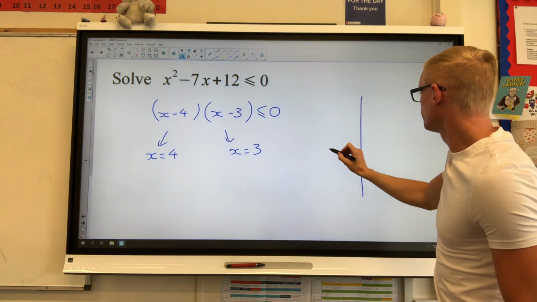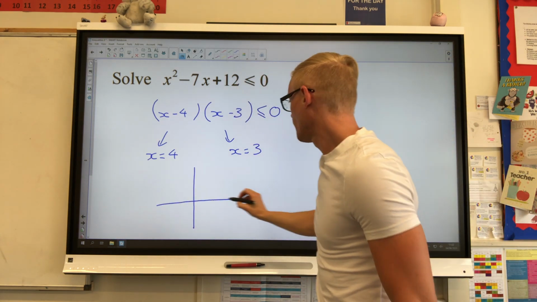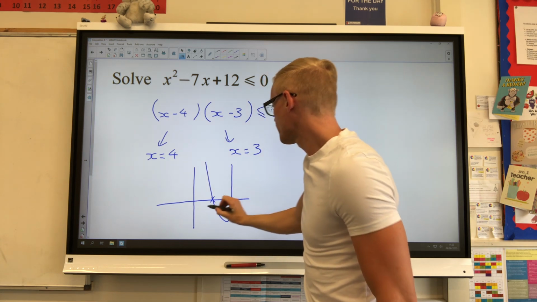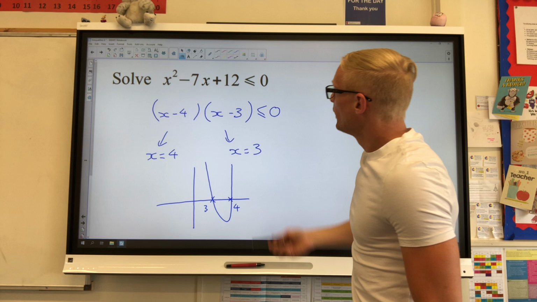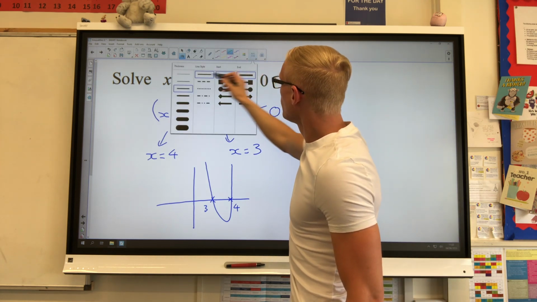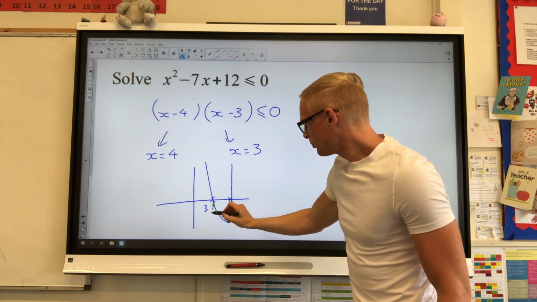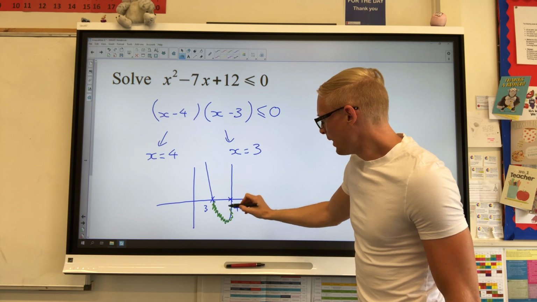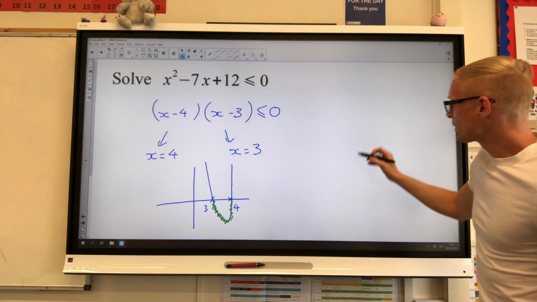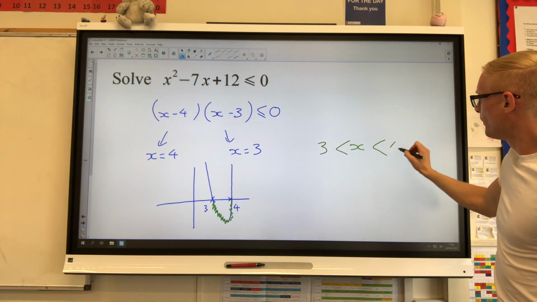Quick sketch. I'll do it over there. And we've got a quadratic that looks like that. Now, again, because we're looking for when this is less than 0, we're looking for when it's below the line, okay, below the x-axis. So all these points here would be less than 0. In terms of our y-coordinates, they would all be less than 0. So when I write the answer there, I'm looking for x to be greater than 3 or less than 4.